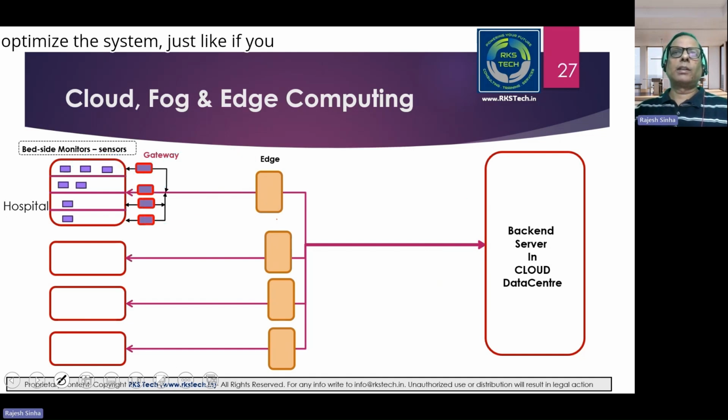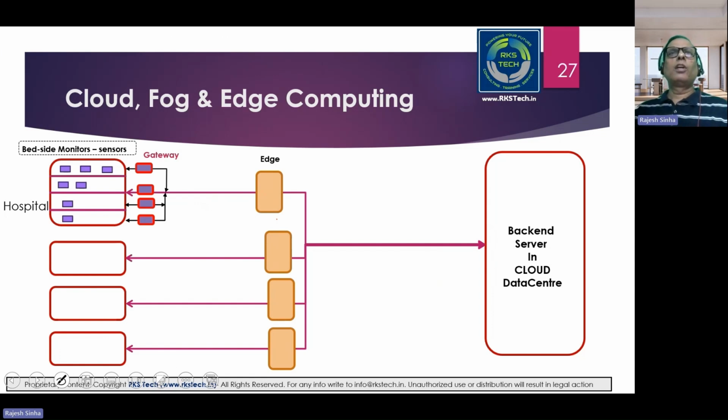To optimize the system. Just like if you have to manage a large country, India is a big country, and in India we have multiple states. Within states we have districts. Why is it being done? To do a better administration. Everything cannot go to the center, right? Everything cannot go to the center.